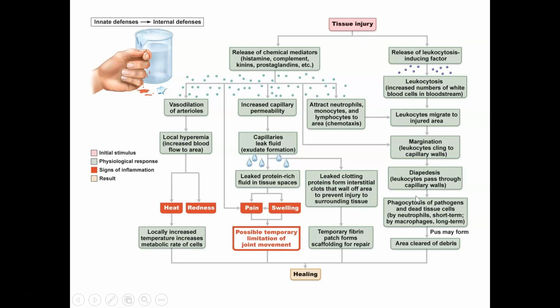You can kind of go through the rest of this flow chart. It's related to processes that we talked about in earlier slides. But it's a good summary of what's going on in general.